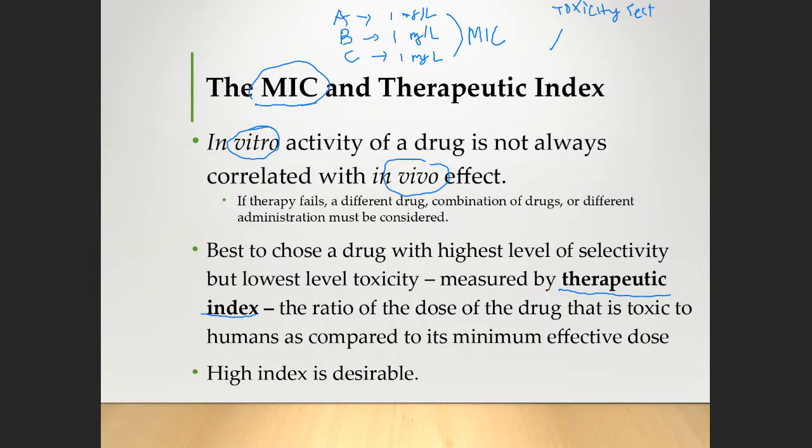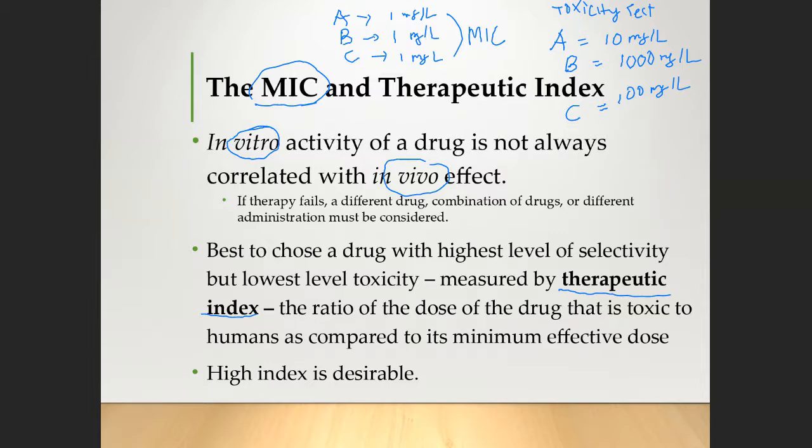Let's say drug A causes toxicity when it reaches 10 milligram per liter. Drug B causes toxicity when it reaches 1000 milligram per liter. It means that it is safer because it gives toxicity to the human body at a higher concentration. Let's say C gives toxicity to human cells at 100 milligram per liter.